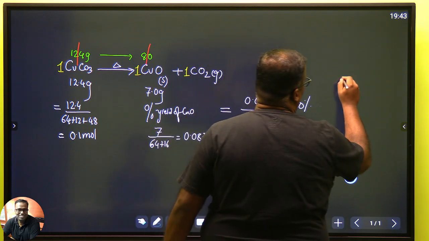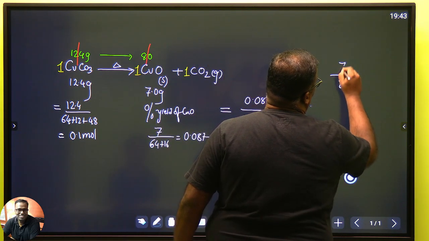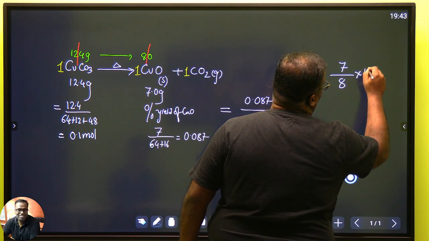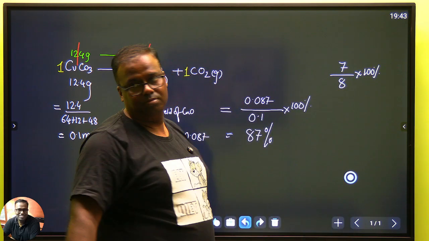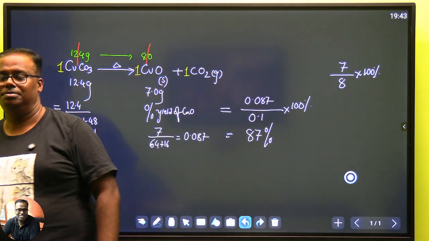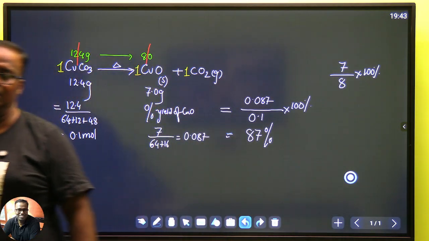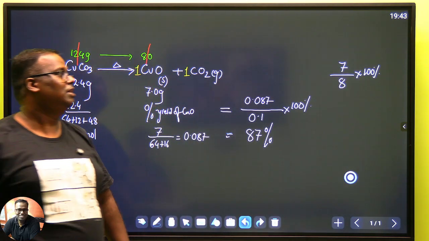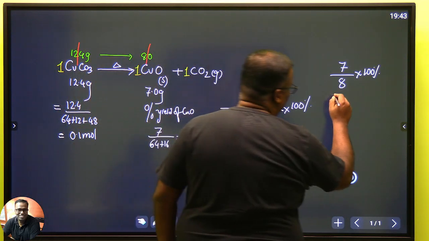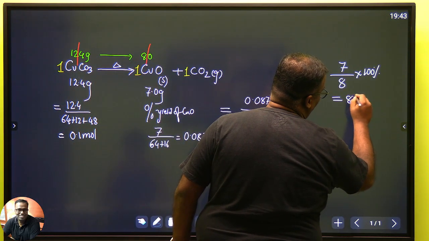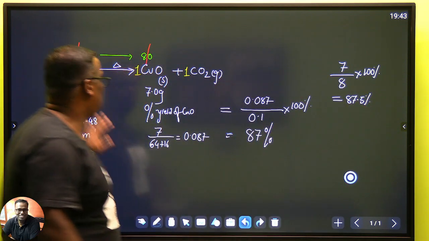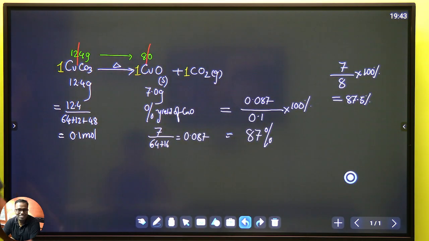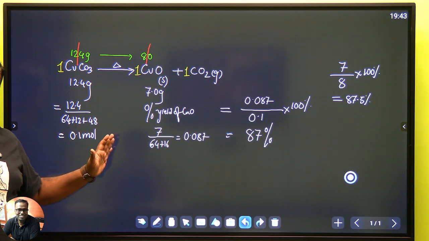I should have got 8 grams. I got 7 grams multiplied by 100. अब जरा देखो तो. 87.5. But I would always say, do the reaction problem always in terms of mole. Always in terms of mole. It is always easy to understand. Have you understood by mole?